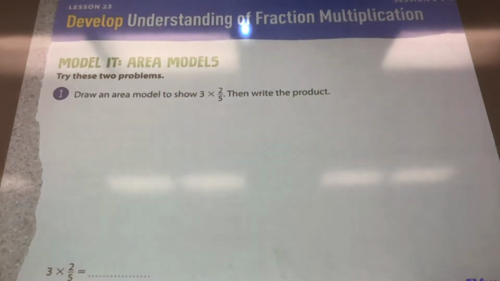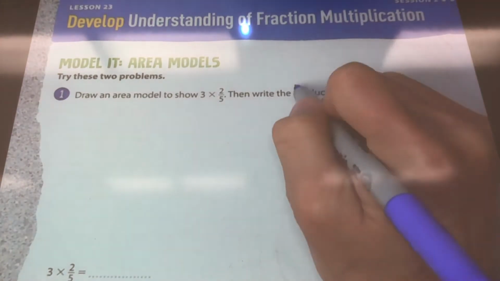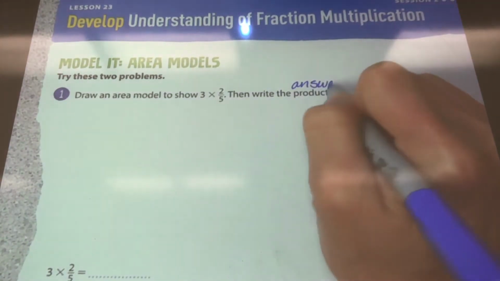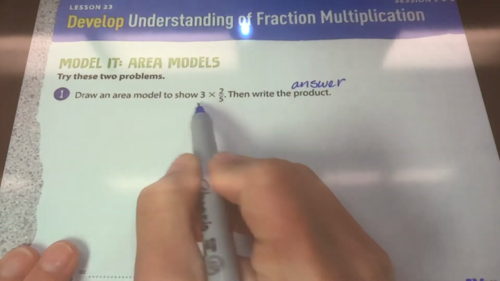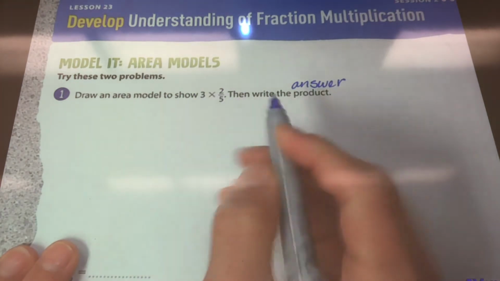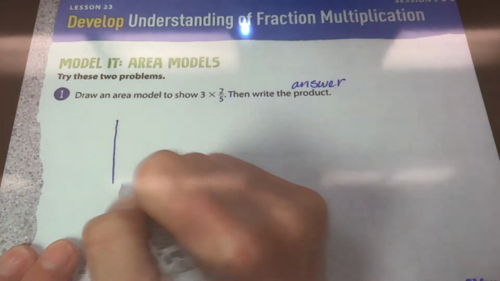We are working on Lesson 23, Session 2. We are continuing to make area models representing fractions, multiplying fractions. We're on page 495, and number 1 says to draw an area model to show 3 times 2/5 and then write the product. And remember, product is simply the answer in multiplication. This really is telling me to do 3 groups of 2/5. So I'm going to go ahead and do that.